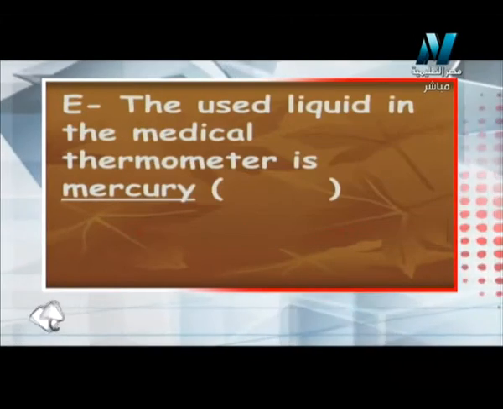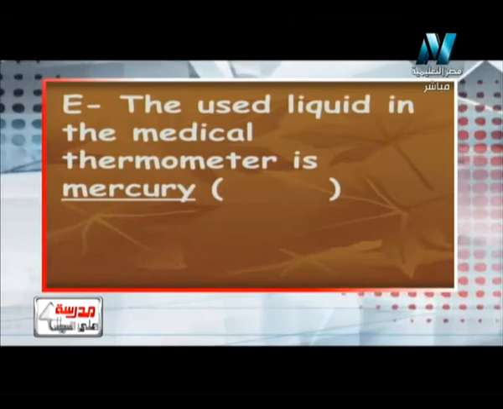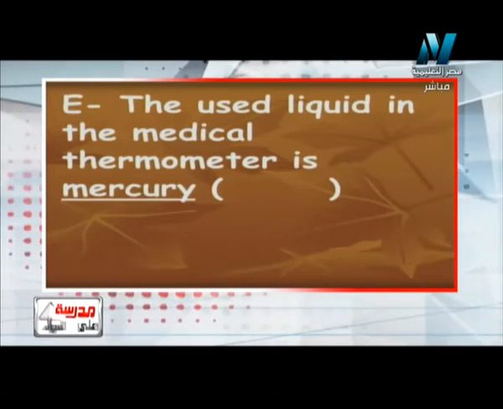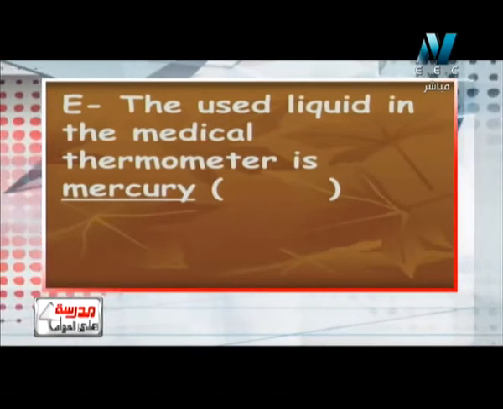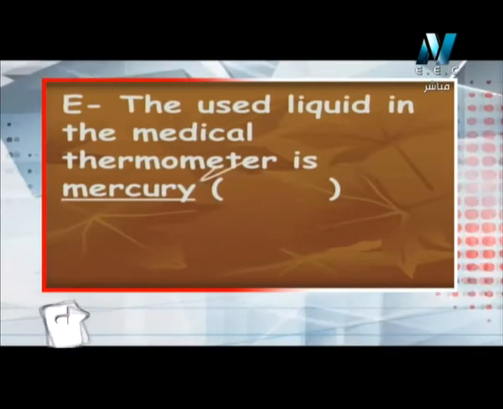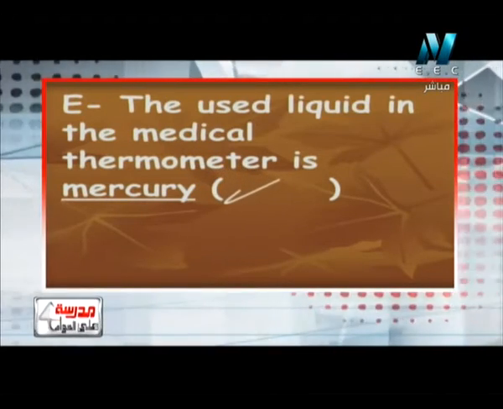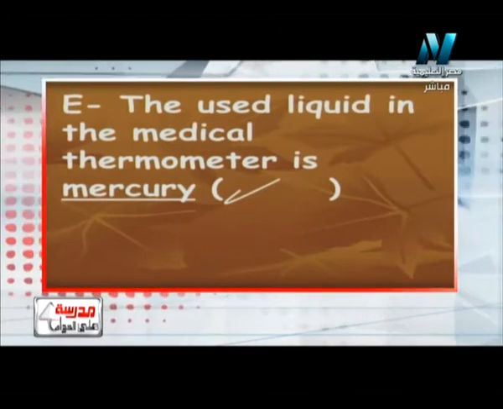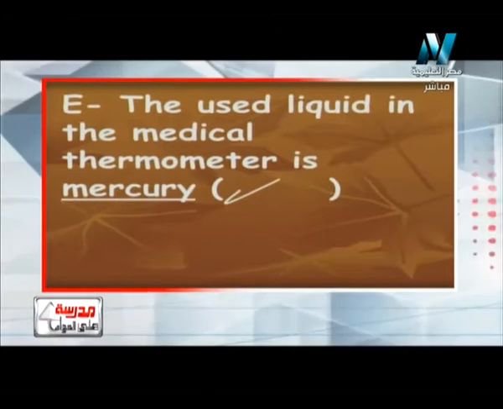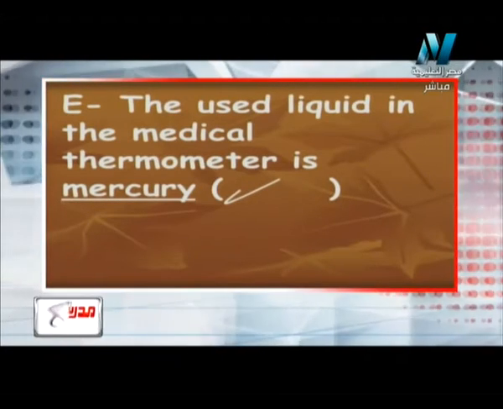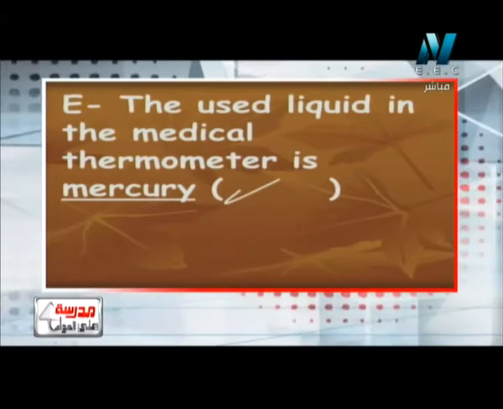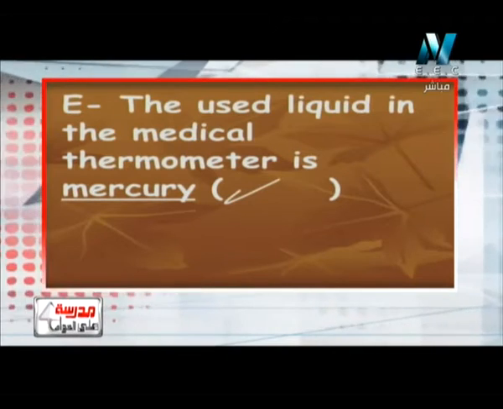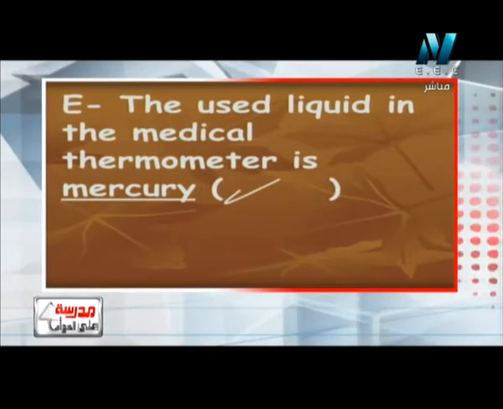Another question of correct the underlined word in the false one. The liquid used in the medical thermometer is mercury. I think it's a true sentence, so we must write true. It's a true sentence, so I can write right or I can write true. Okay, and we must differentiate between the liquid used in the thermometer, which is mercury, and the liquid used in sterilizing the thermometer, which is ethyl alcohol or alcohol. We must differentiate, take care, be careful.